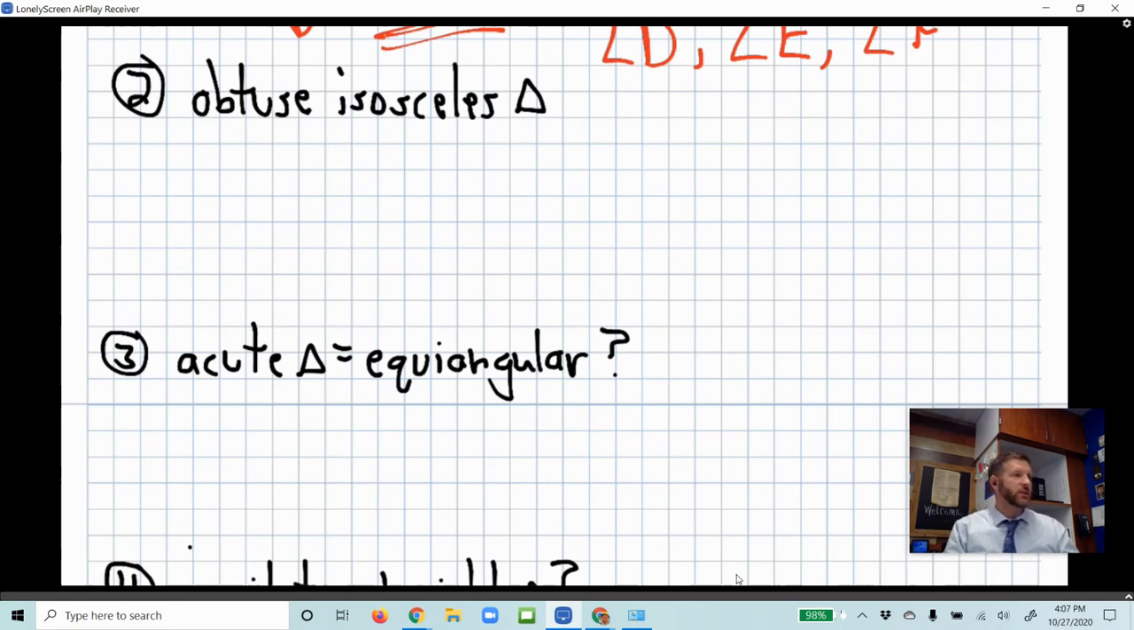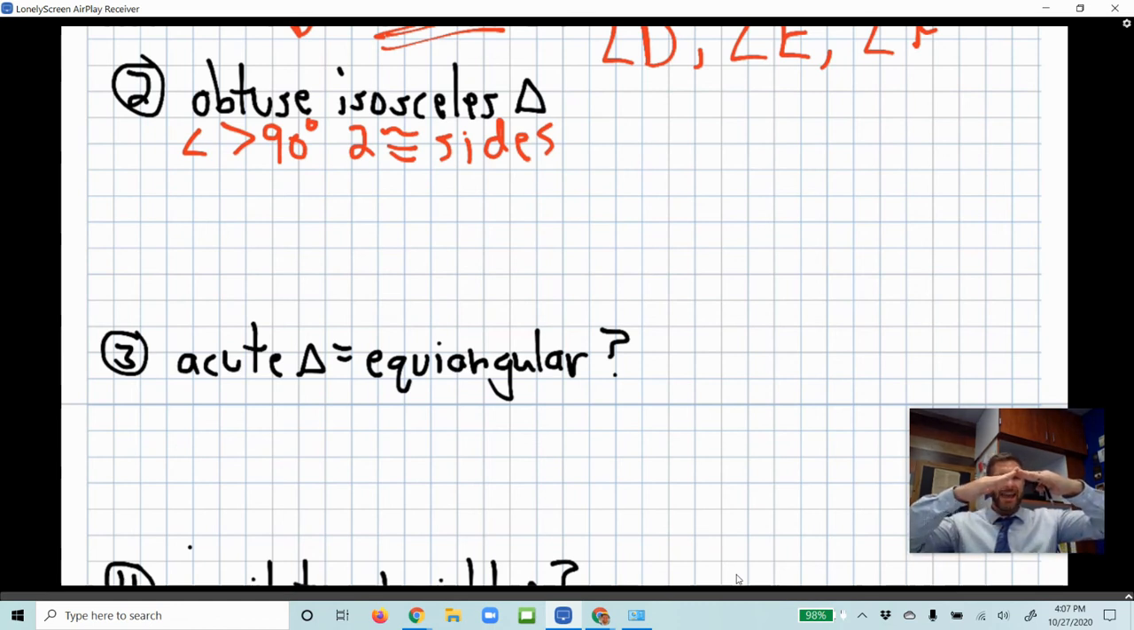So number 2 says, sketch an example of an obtuse isosceles triangle or explain why that's impossible. So we're trying to put together these classifying characteristics. An obtuse triangle is a triangle that must have an angle greater than 90 degrees. And isosceles means we must have two congruent sides. So is it possible to draw a triangle that has one angle that's more than 90 and has two sides that are equal?